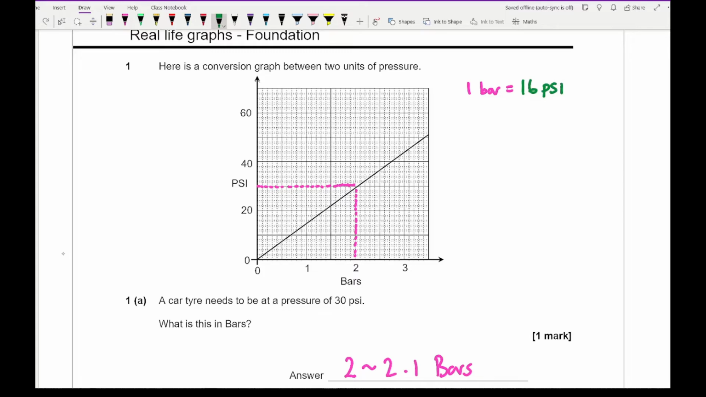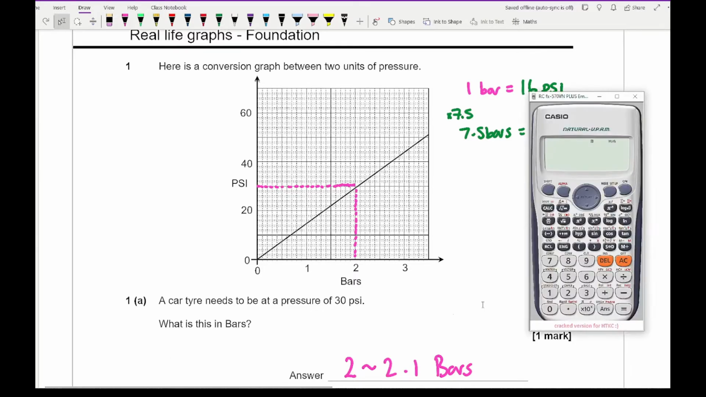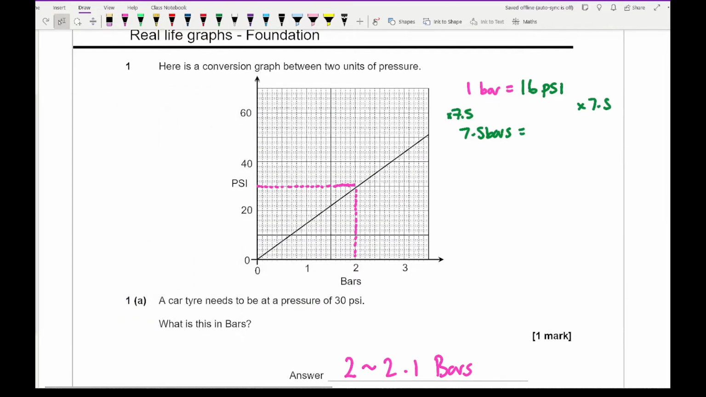So then if I multiply both sides by 7.5, then that is going to give me a value of, and let's just get the calculator out to work that out, 7.5 multiplied by 16, which gives me an answer of 120. So then we can write down 120 for that one.